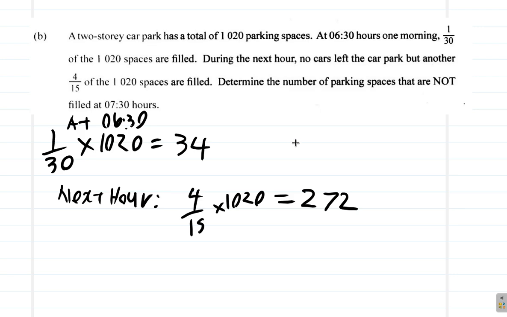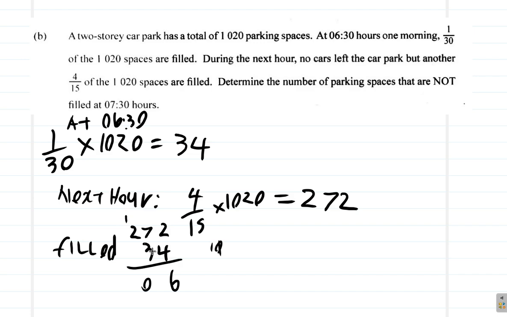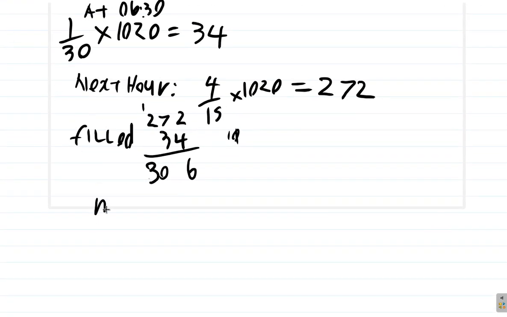Now, determine the number that are not filled. Alright. Filled is going to be 34 plus 272. 34 plus 272 are filled. 4 and 2, 6, 3 and 7, 10. Bring down the 0, carry 1. 1, 0, 0 and 1, 3. 306. As you see here, are filled. So, how many are not filled?